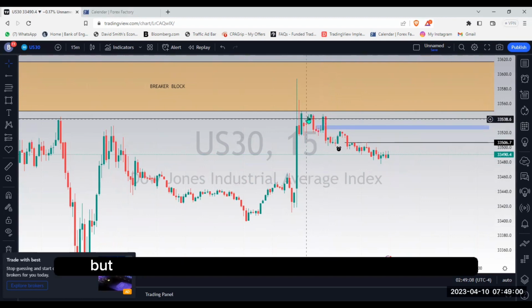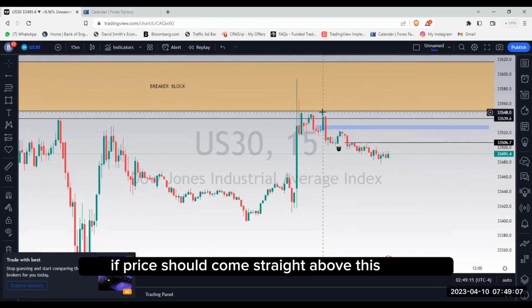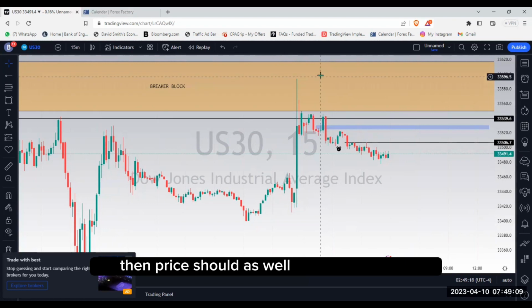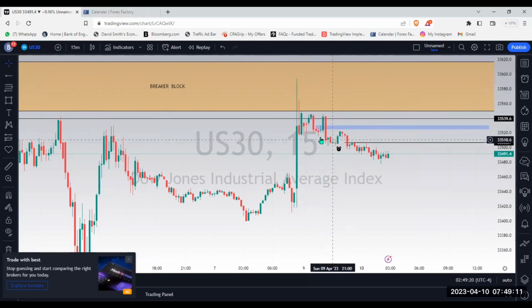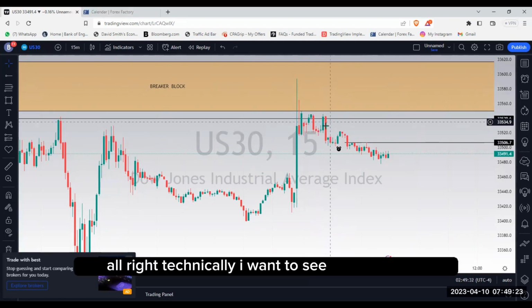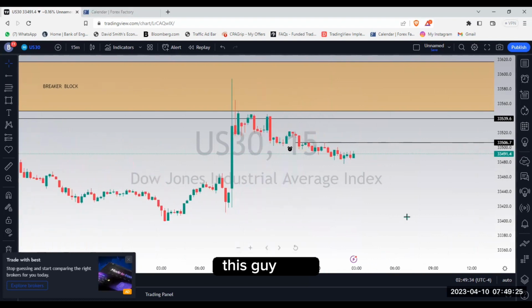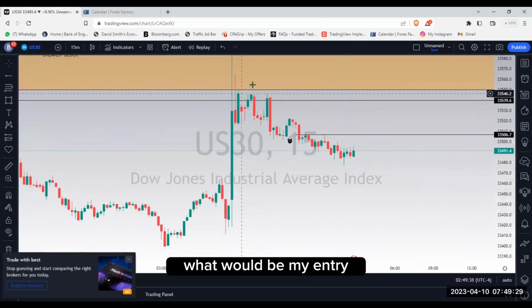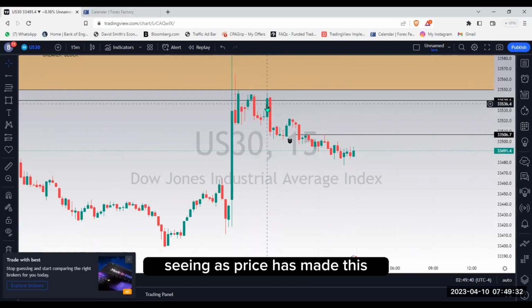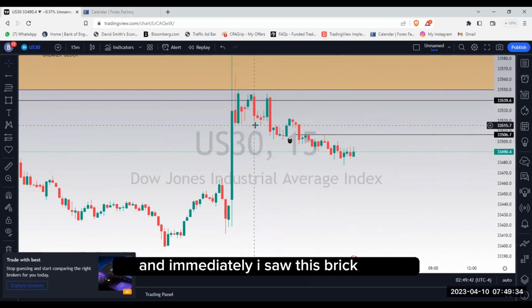But the tendency of price coming above here is low. If price should come and trade above this place, then price should as well trade above here. All right. Technically, I want to see price stay below this. Now, what will be my entry? Seeing that price has made this, and immediately I saw this break here.